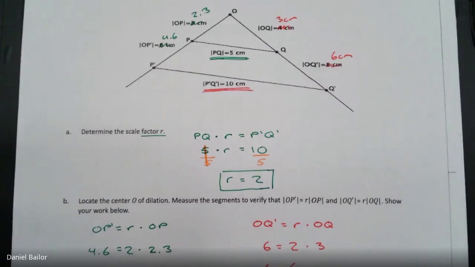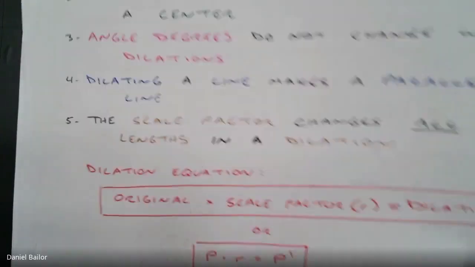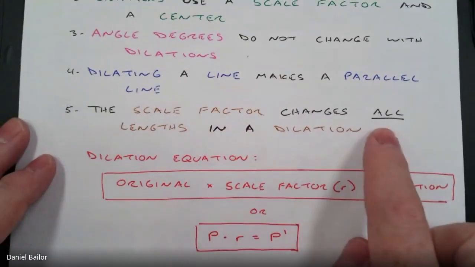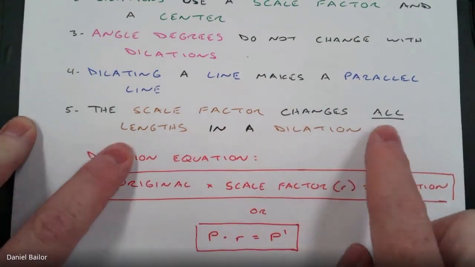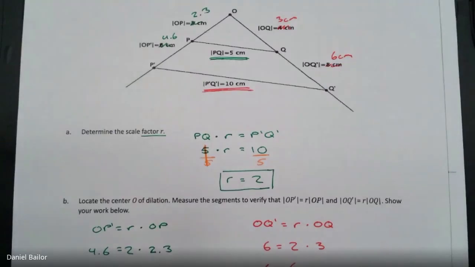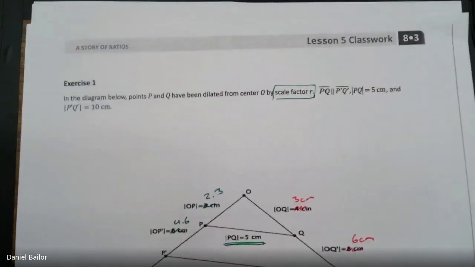This was just a reminder about fact 5. The scale factor is true for all lengths in a dilation. All lengths. This part right here with P and Q was just meant to show you how it works for all the lengths in a dilation. Because we're going to use that fact, that scale factor works for all lengths, to help us with the rest of the lesson. So let's turn the page.